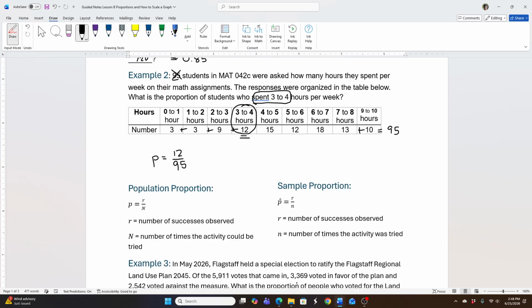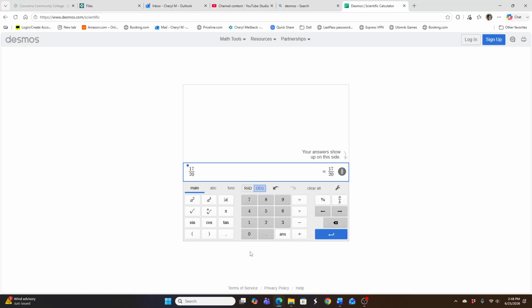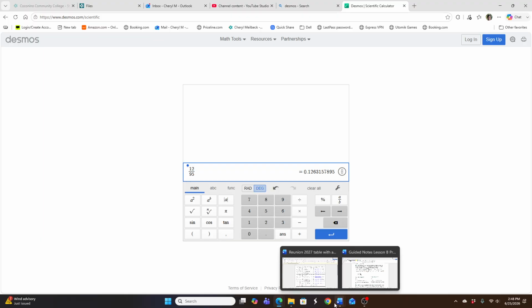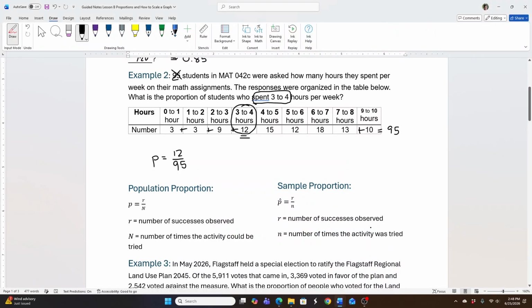Let's see if this fraction reduces. So we go to Desmos, and we're going to type in 12 divided by 95. Gives us 0.1263. Now, if we hit this fraction bar, it'll reduce it. This one does not reduce. It'll stay 12 out of 95. So we can leave it as 12 over 95, or we can change it to 0.126. But 12 out of 95 is a perfectly good answer.